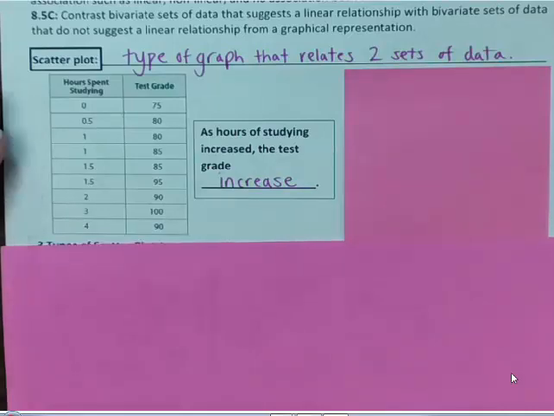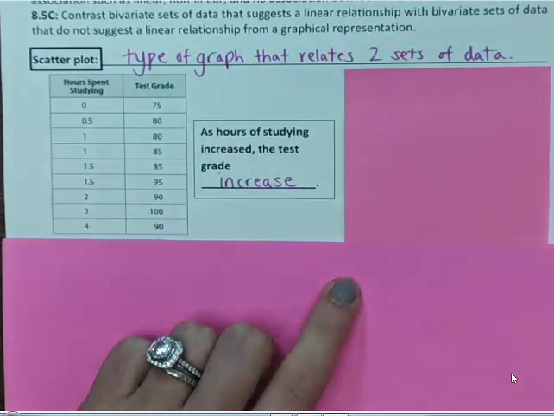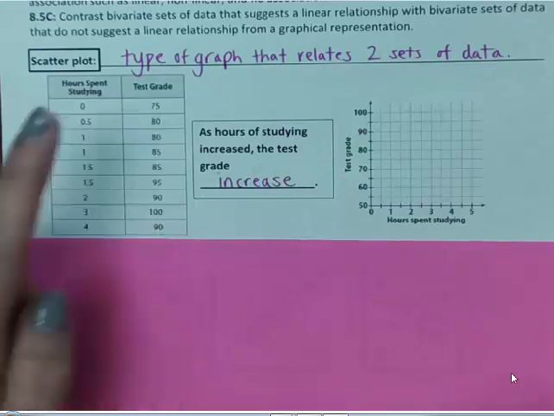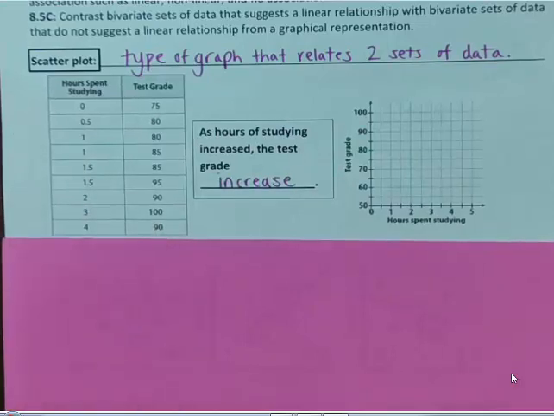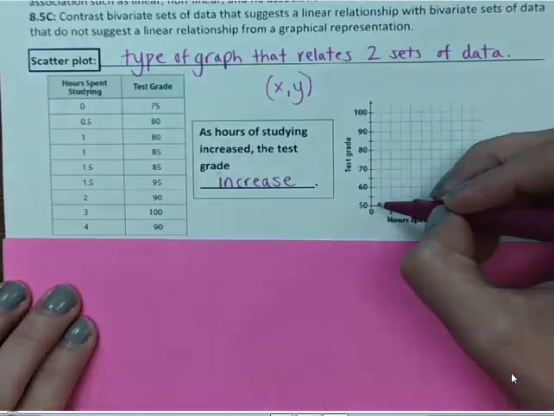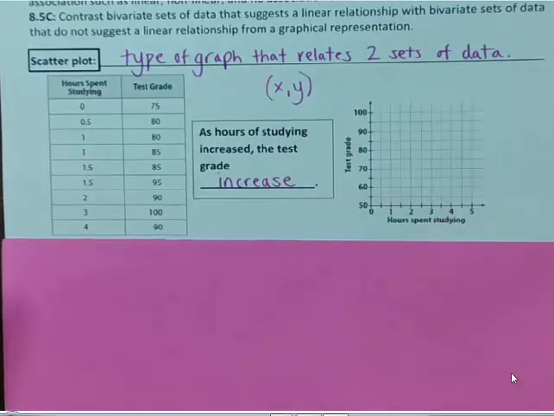Now, since we're relating these two sets of data, we're going to actually graph it to see what the scatter plot would look like on a graph. What I want you to do is take the X and the Y values from the table and graph the points to see what a scatter plot would look like. Remember that when we plot points, all of our ordered pairs are X, Y. So we always go over to the left or right first, then up or down. It's a little different than rise over run that we've been focusing on.